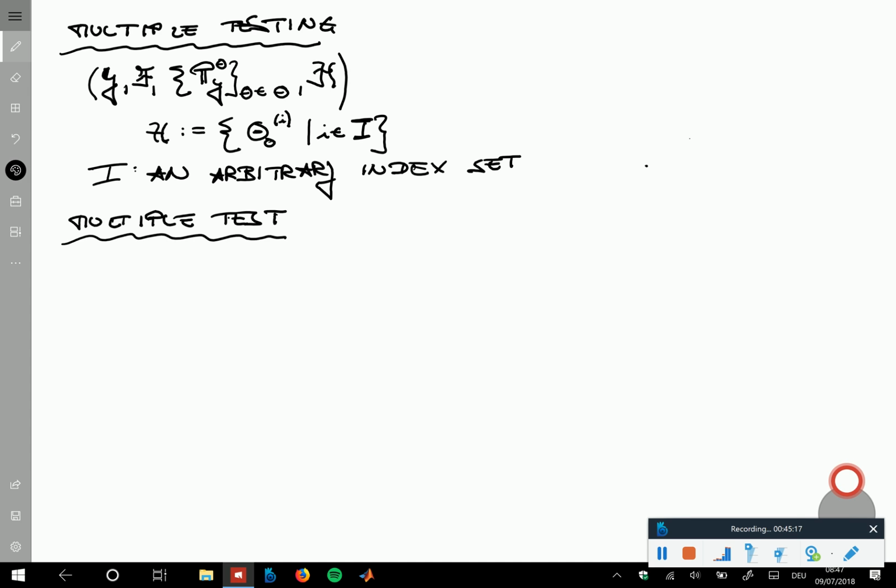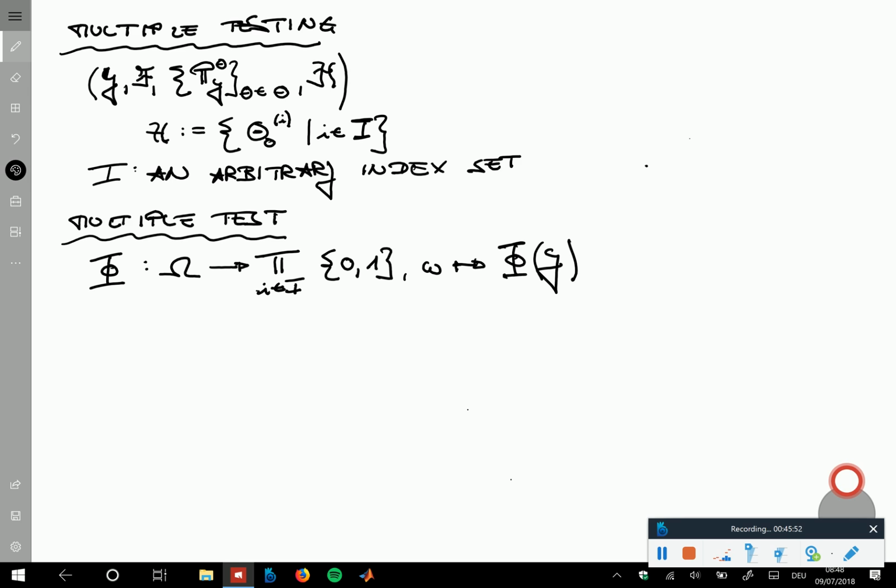A multiple testing scenario is a mapping for which I now take the big phi from omega to the Cartesian product of the set {0, 1}. And for each omega, this multiple testing acts again on the data. So if you think in terms of brain analysis, you get this realization of the data, which is a 3D volume, and then you act with your multiple testing procedure on the whole thing.